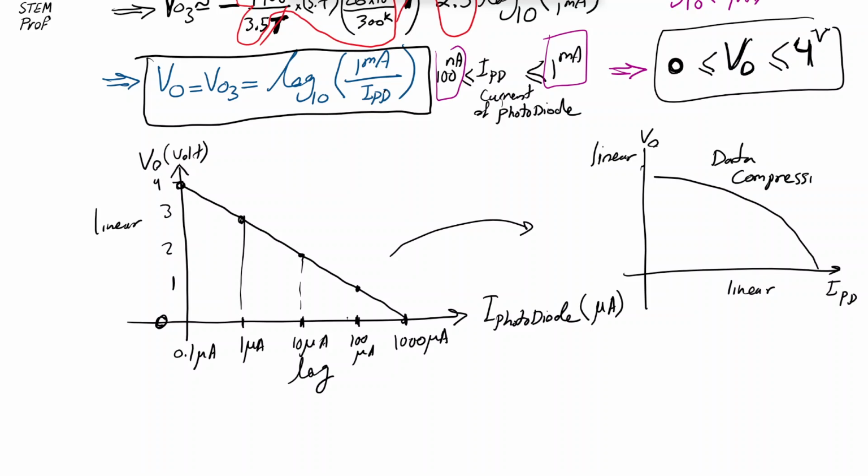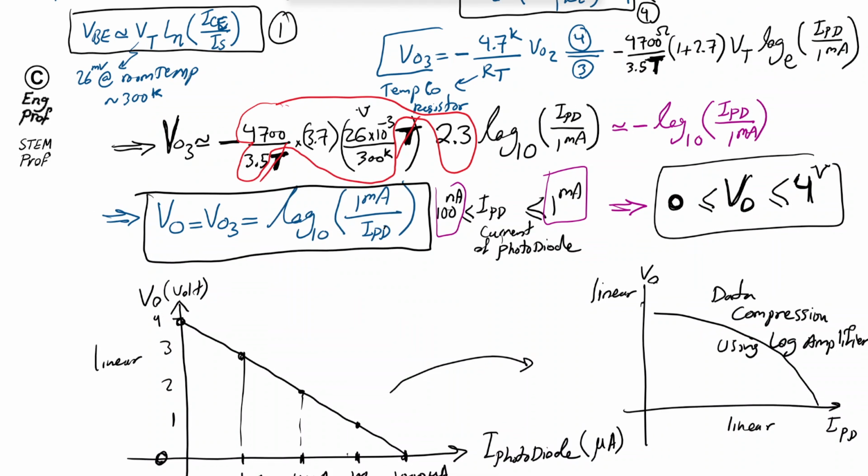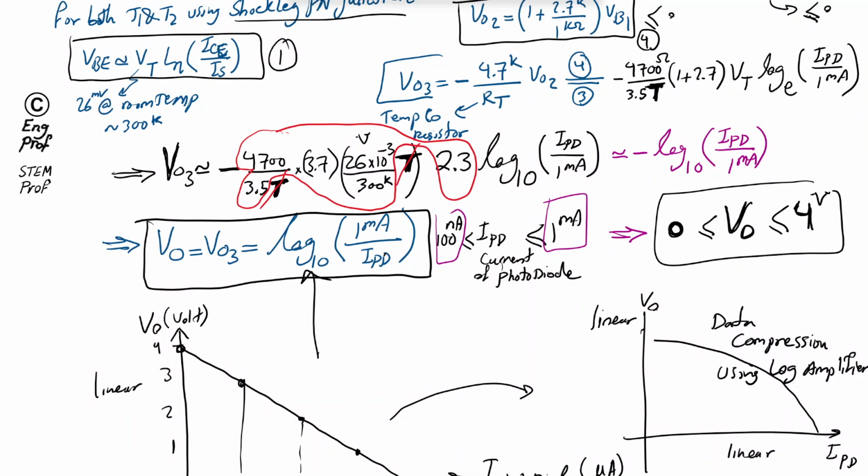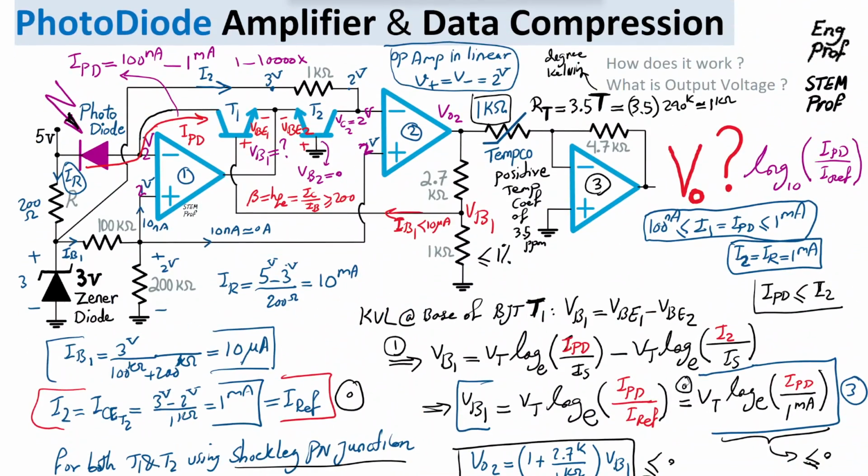So we are doing a log amplifier. And the reason we say it's a log amplifier is because you can see that the output of the circuit is a log base 10 function of the current generated by the photodiode. So it's a log amplifier performing log compression. I hope that this example is helpful in showing how a photodiode amplifier with data compression can be designed, how it can operate, and what the output voltage of the circuit is.